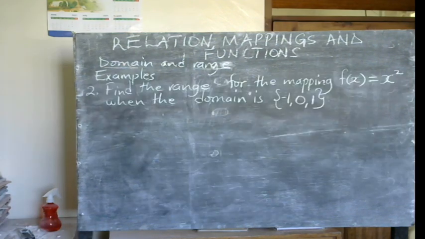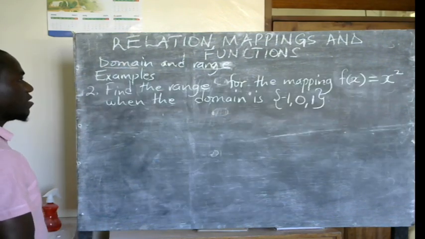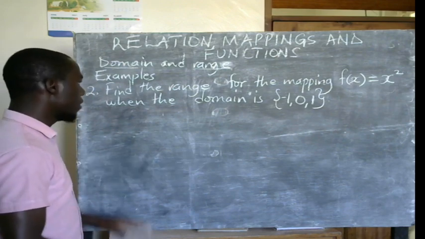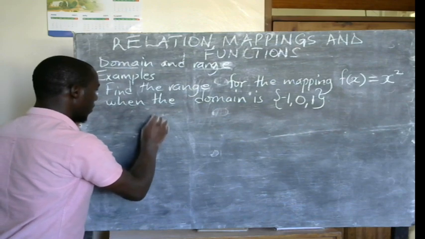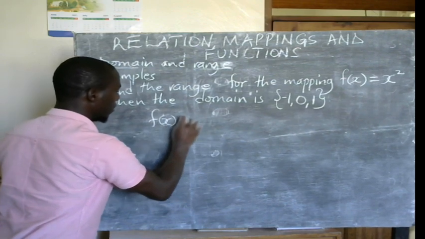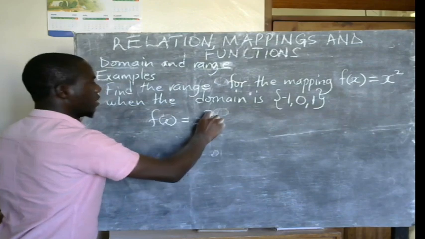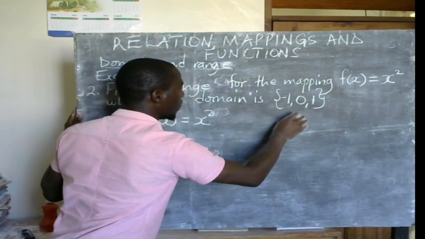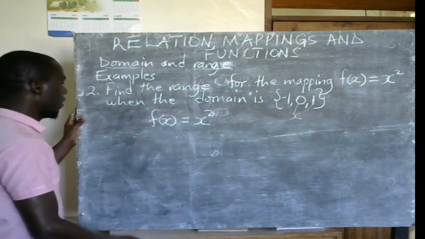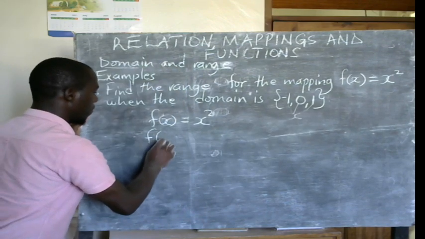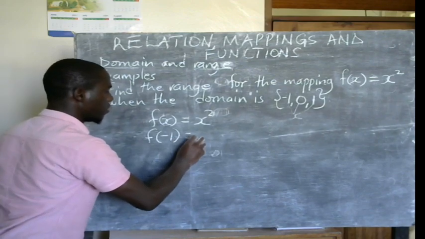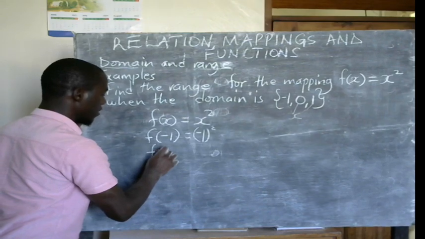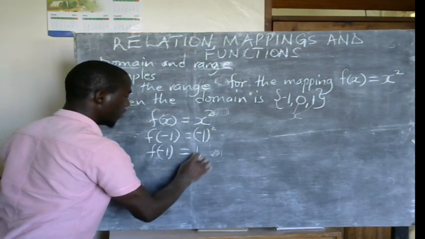So example 2, find the range for the mapping f of x is equal to x squared when the domain is -1, 0, 1. Remember I said these are all values of x, every element there. So I need to get the f of -1. Substituting here, this is -1 squared. When I square it, I'm going to get a +1.